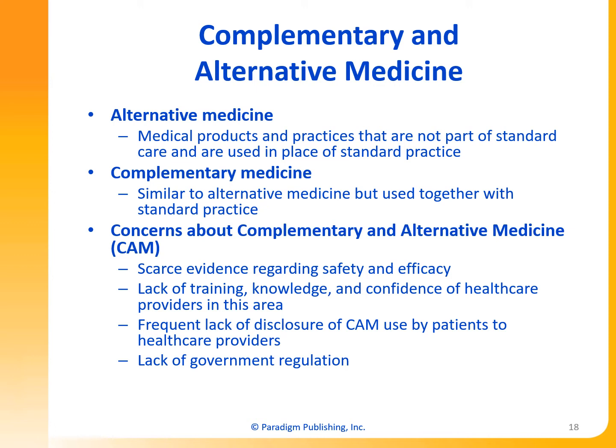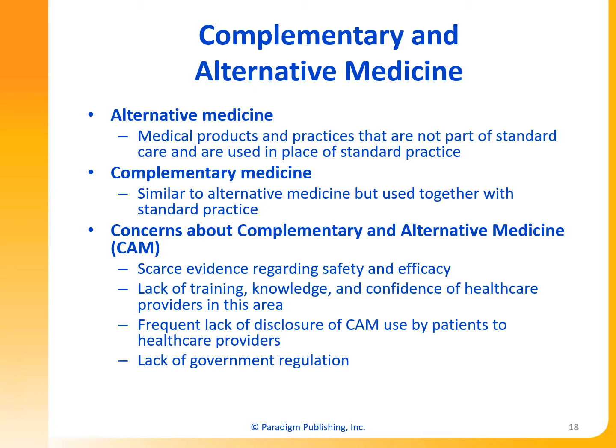So alternative medicine is medical products and practices that are not part of standard care and are used in place of standard practice. For example, my mom is not a fan of Western medicine, so she uses herbs and supplements to control her blood pressure. It's not necessarily recommended. Complementary medication would be similar to alternative medicine, but it's also used together with standard practice.